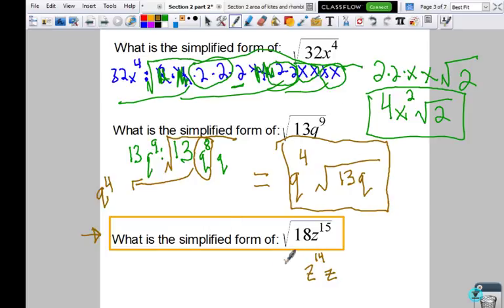If you don't like this shortcut, you can do it the long way, and it'll work fine every time. It just takes more time. So if you wanted to write out 15 z's on here, that's fine, or you can use your shortcut, which says if you have even exponents, they get kicked out, and there's only half of them left. Okay, I want you to finish off this one in the box.